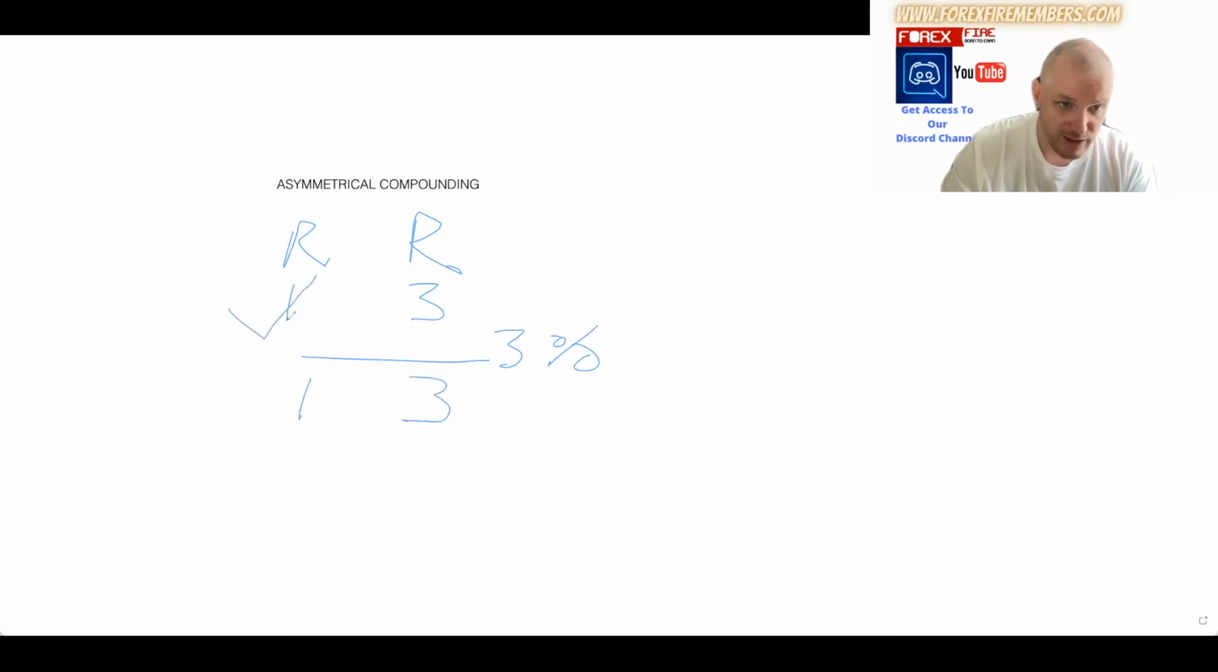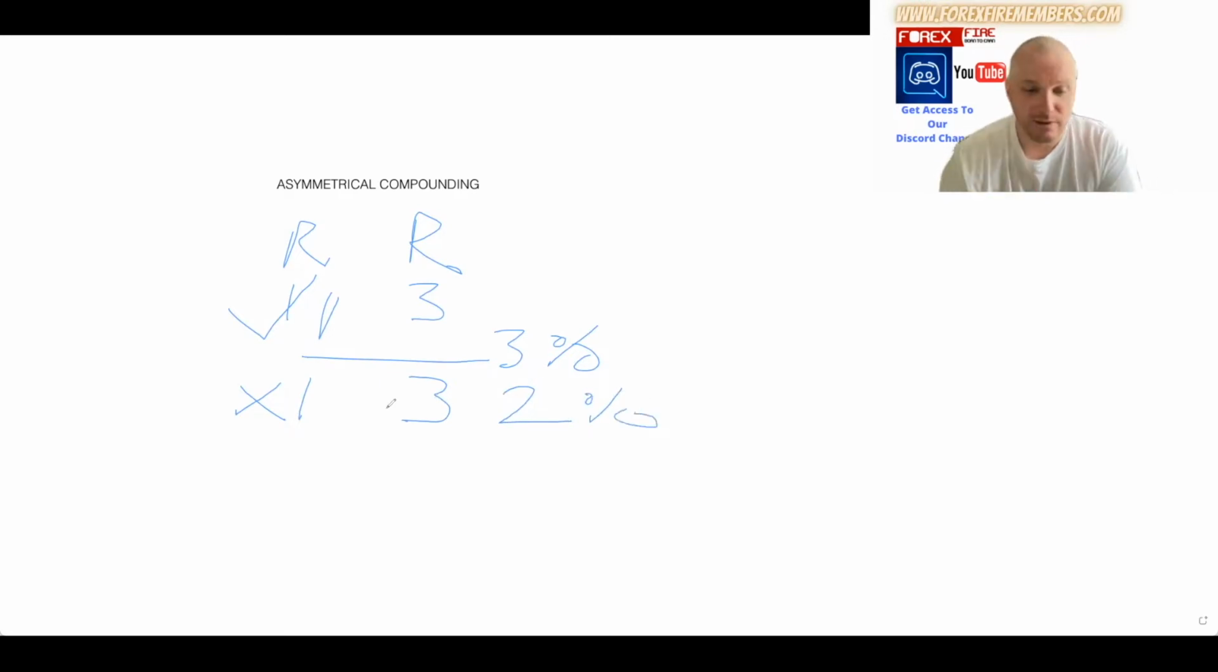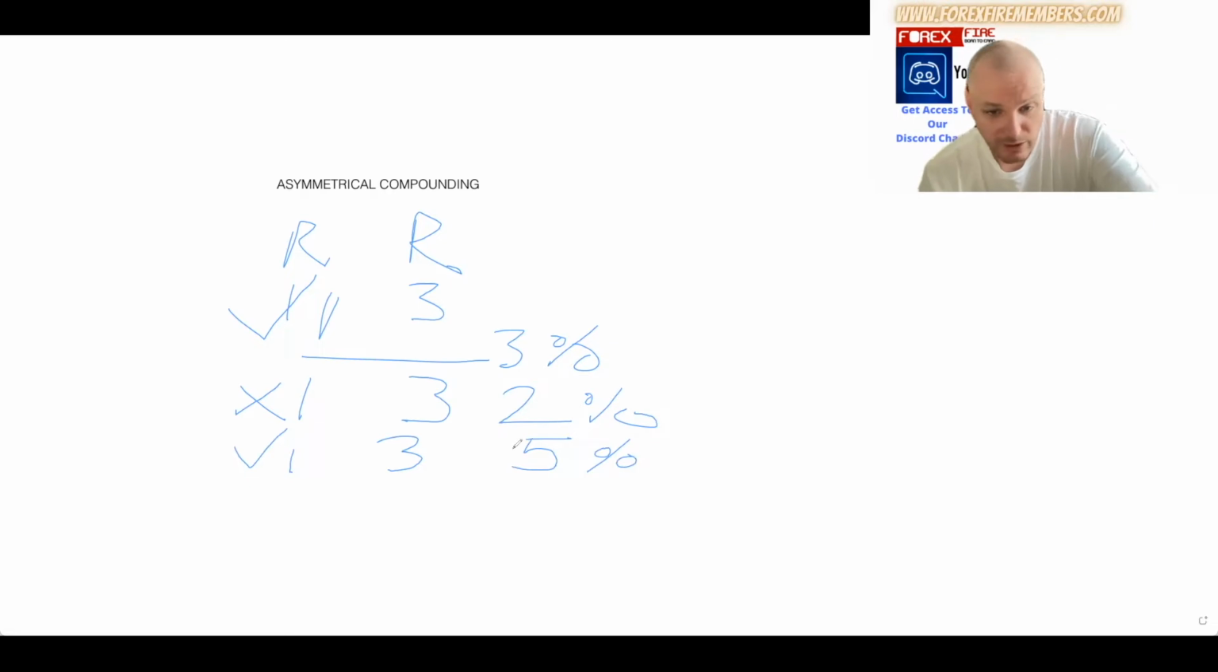Okay. That's a winning trade. Let's say that one loses. So you've lost 1%. That comes down to 2%. Okay. Then we move on. Again, we'll just keep it as 1 to 3. Let's say that comes in 1 to 3. It's a winning trade. You've got 3%. That takes you to 5%. Okay. Now you've got your 2 winning trades. Okay. When you've got your 2 winning trades, you're going to risk your 3 plus your 1 is 4.